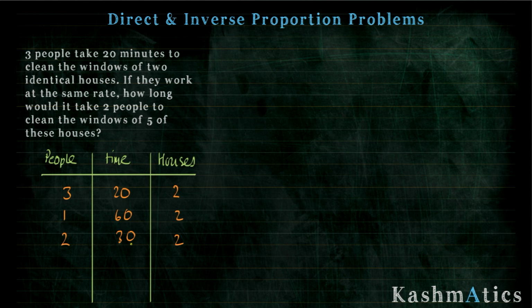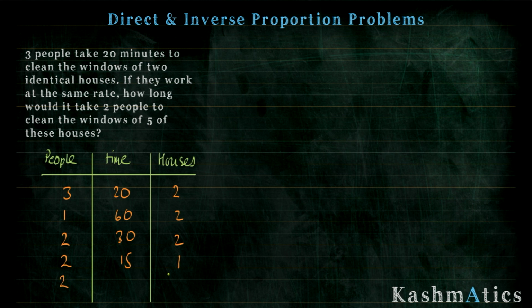Let's just write that again. 30 minutes. But we don't have 2 houses to clean. We've actually got 5 houses to clean. So let's just see how long it would take these 2 people to clean 1 house. So 2 people to clean 1 house would take 15 minutes. Okay, so if it takes 2 people 30 minutes to clean 2 houses, it would take 2 people 15 minutes to clean 1 house. So I'm only 1 step away from the answer here.